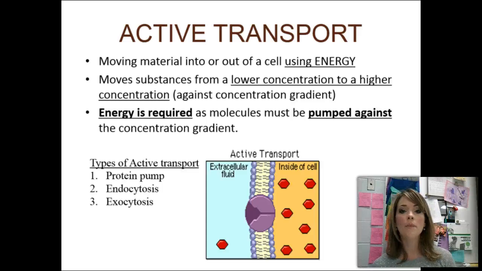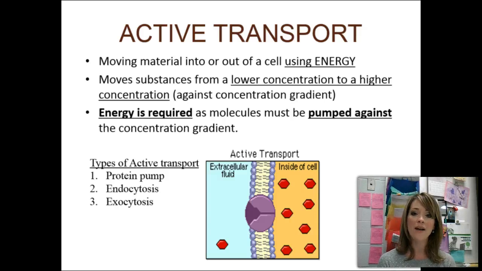Okay, today we're going to talk about active transport, and active transport is the opposite of passive transport. Active transport is where cells are going to move things in and out of the cell membrane, but this time they're using energy. And the reason they're using energy is because the cell is going to be moving things from a low concentration to a higher concentration. So it's moving against the concentration gradient. It has to pump those or do something to move those materials in that direction.